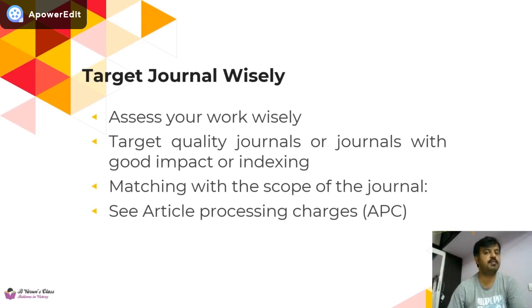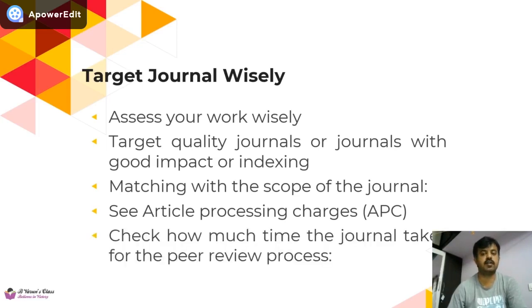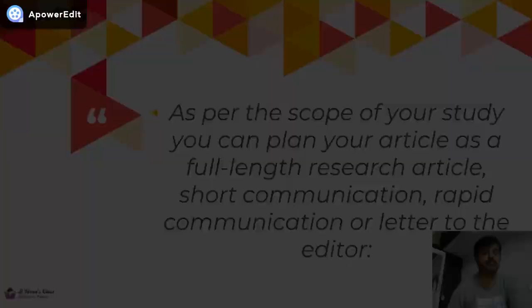If there is an APC, see whether it is affordable or not. Next point, check the review processing time. If you're doing your master's or your PhD research or MS, we cannot wait for months or years. So review processing time is an important factor in academic writing. We should see how much time it takes to get it reviewed.